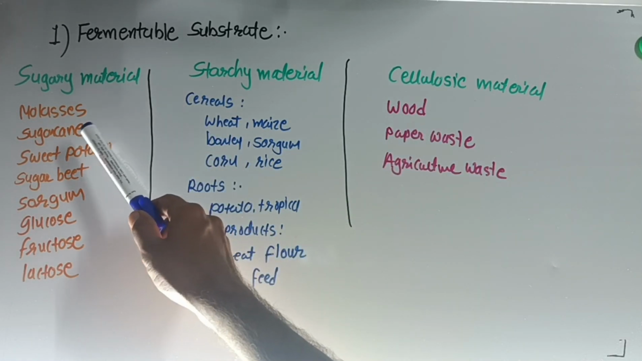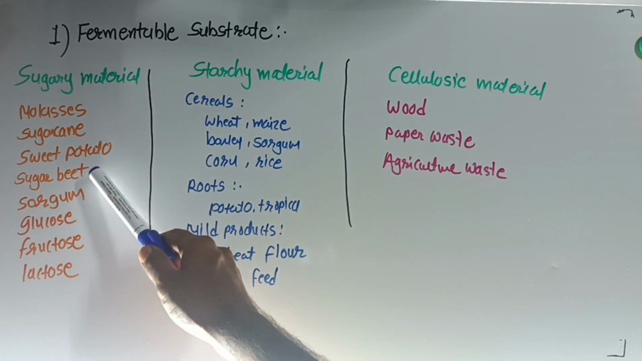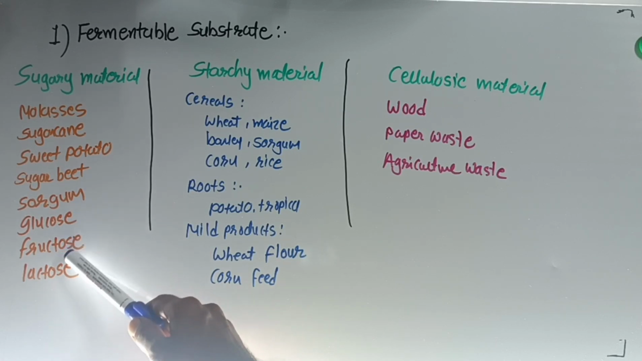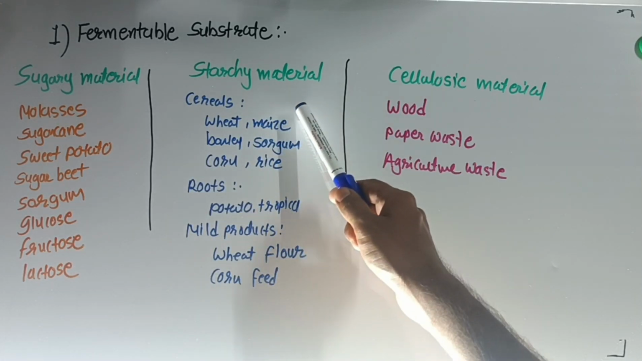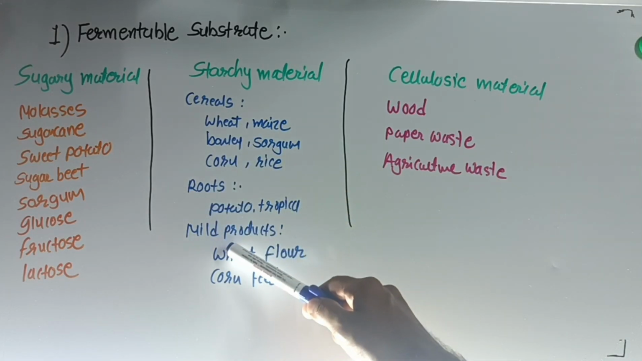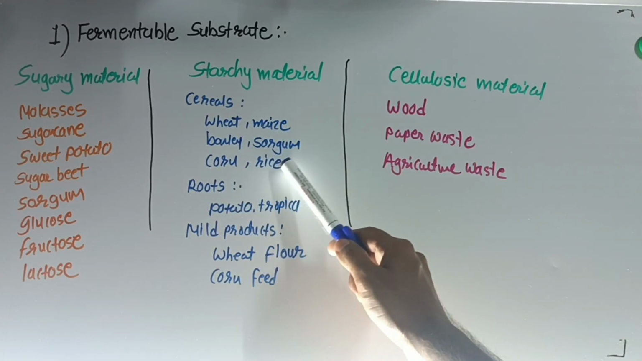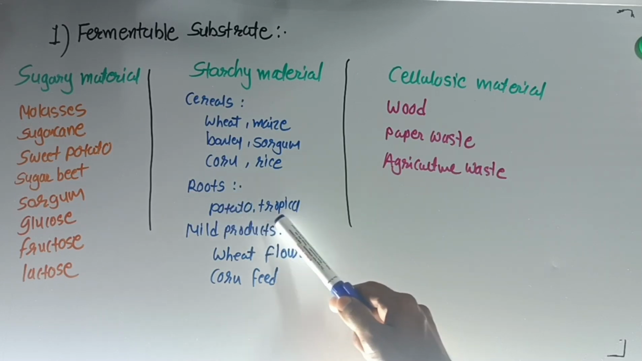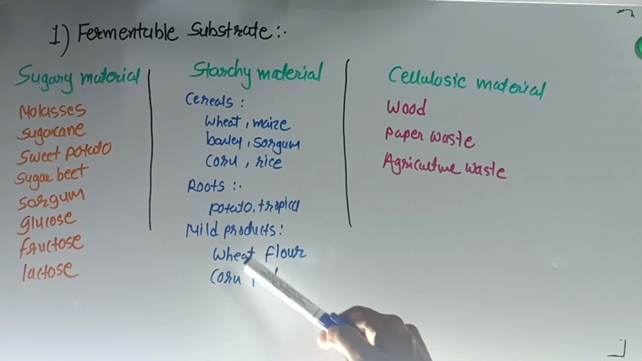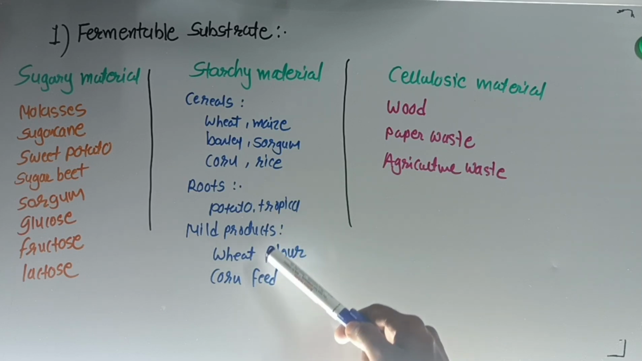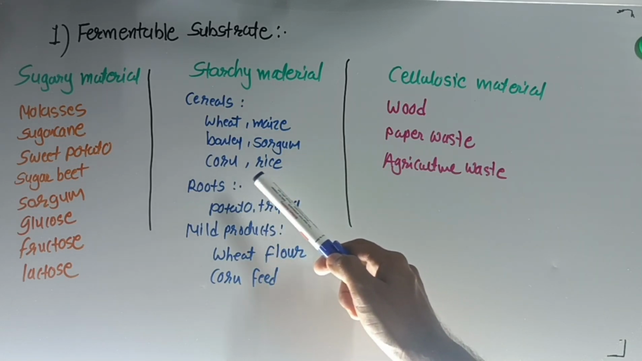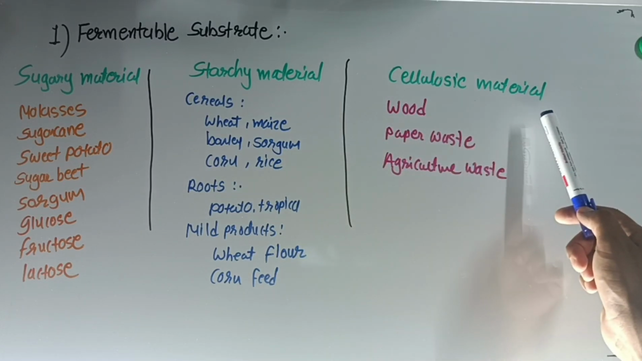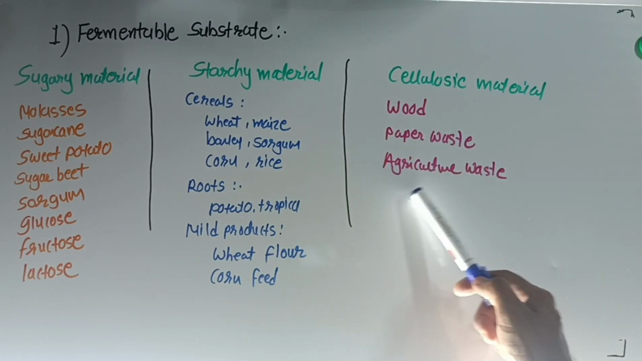In sugary material we can use molasses, sugarcane, sweet potato, sugar beet, sorghum, and any kind of sugar, glucose, fructose and lactose. In starchy material we can use cereals, roots and mill products. In cereals, we can use wheat, maize, barley, sorghum, corn, rice. From roots, potato or tapioca, and from mill products, wheat flour and corn feed can be used as a starchy fermentable source. And for cellulosic material we use wood, paper waste and agriculture waste.